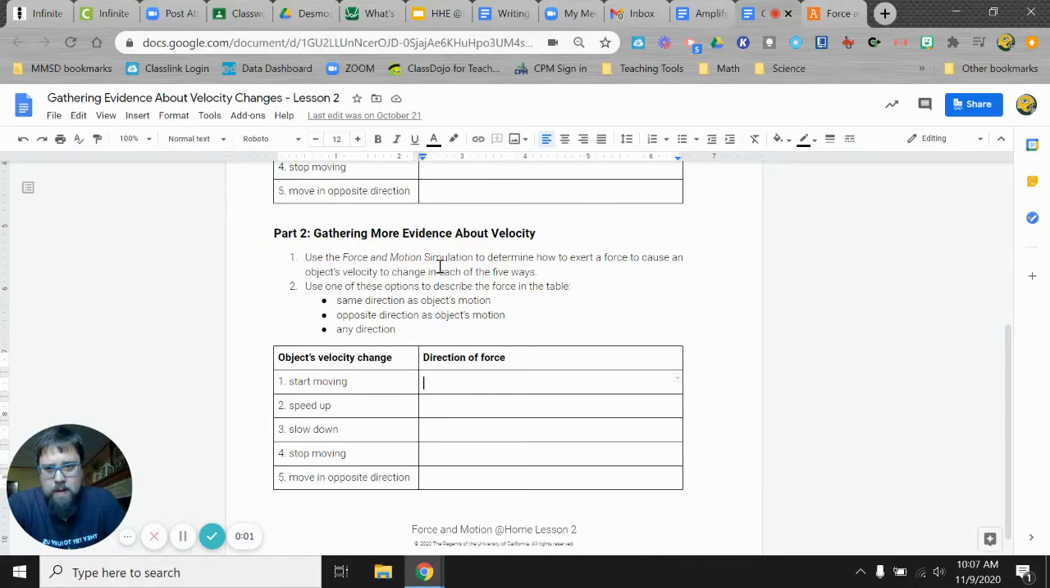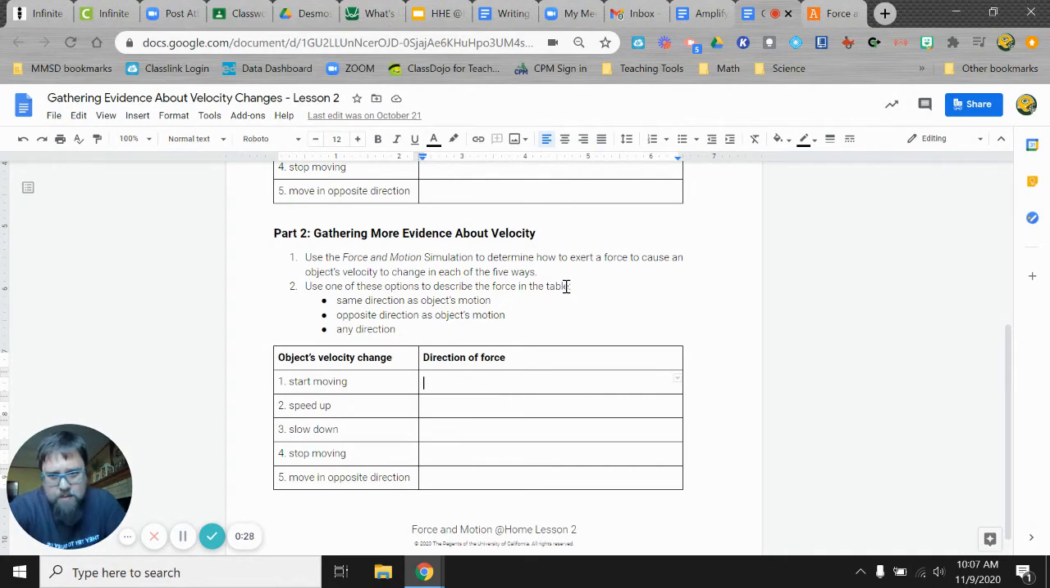All right, so today you're going to be working on part two, gathering more evidence about velocity. So the directions are this. It says, use the force and motion simulation to determine how to exert a force to cause an object's velocity to change in each of the 5 ways. Remember the word velocity, it's related to speed, but it's a little bit more. Velocity means speed plus direction. So when you hear the word velocity, that's what they're talking about.